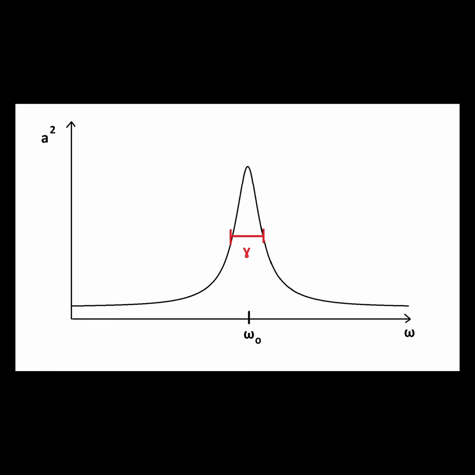This means the system can build up to store much more energy, although the range of frequencies for resonance to occur becomes much narrower. Another measure for this width is something called the Q factor, which is equal to omega naught divided by gamma.